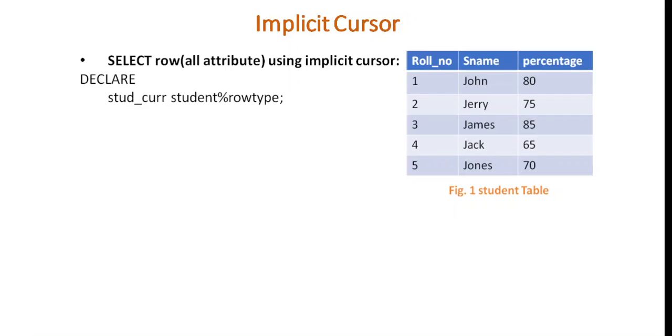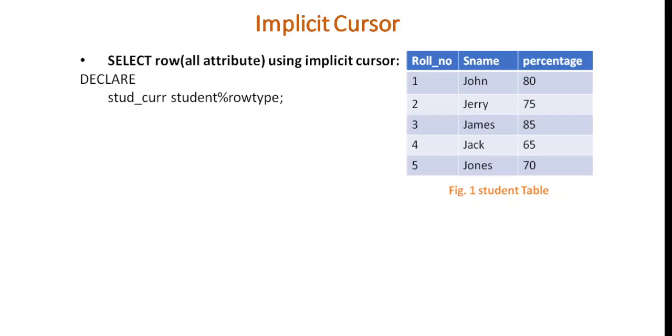Now we are not fetching an individual attribute, we are fetching an entire row. So instead of %type we are using %rowtype. Here we have not specified any attribute name like in the previous example. There we wrote student.sname%type, because we were only fetching the value of the sname attribute. Now we are fetching the entire row at a given time. That's why we have created one record, studcur.